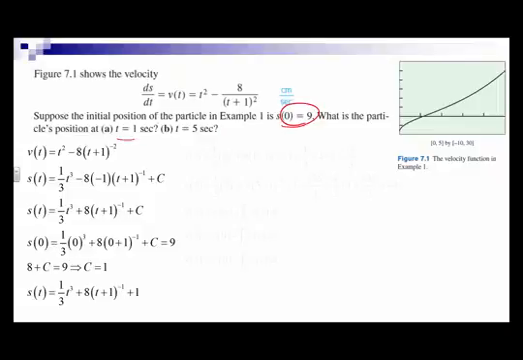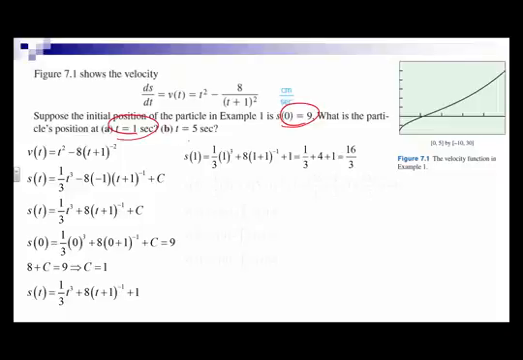We're asked, hey, what is the position at time equal 1? Well, let's take the value 1 and plug it in for t. So every place I see a t, I put a 1, and if I evaluate that, I'm going to get 1/3 plus 8 over 2 plus 1, or 16/3.